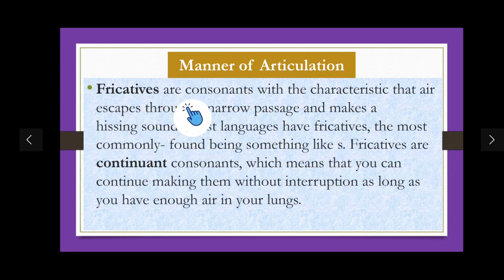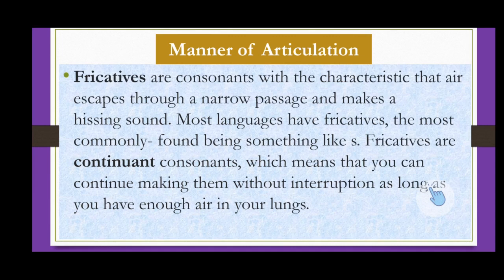Fricatives are consonants with the characteristic that air escapes through a narrow passage and makes a hissing sound. Most languages have fricatives, the most commonly found being something like s. Fricatives are continuant consonants, which means that you can continue making them without interruption as long as you have enough air in your lungs. To produce a fricative sound, the air stream begins from your lungs and passes through your larynx and pharynx, and then you have to let it out through a narrow passage or a narrow channel. So this is how we produce a fricative sound.